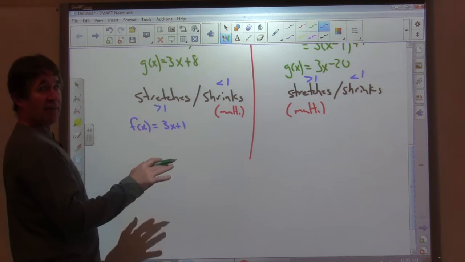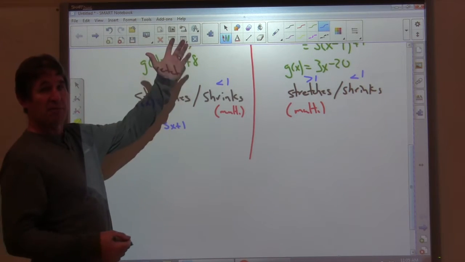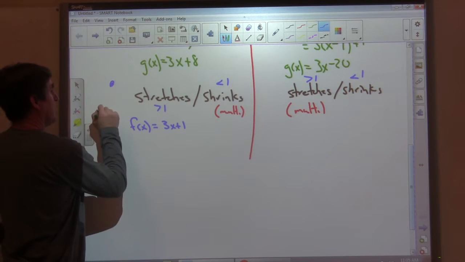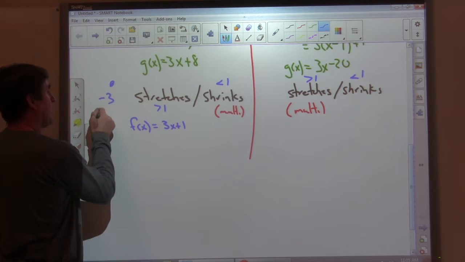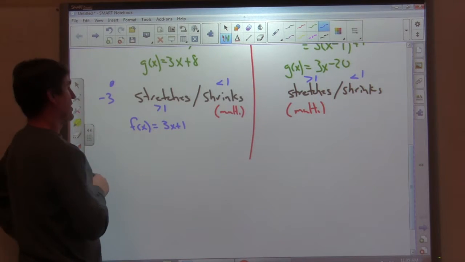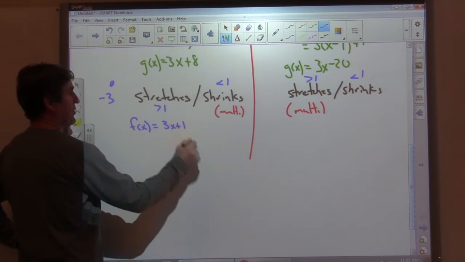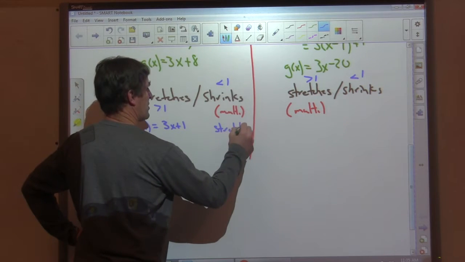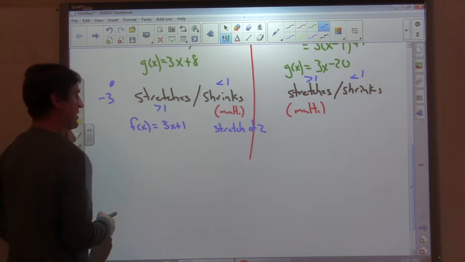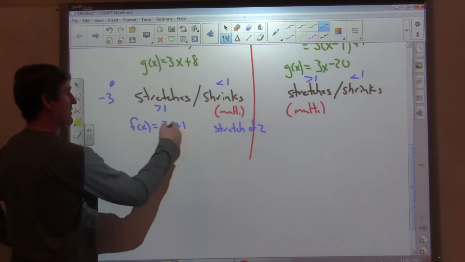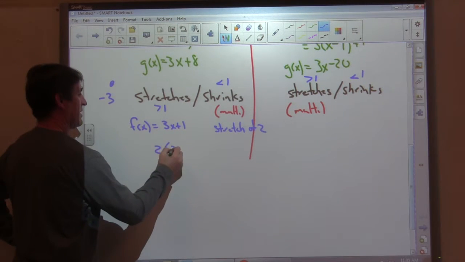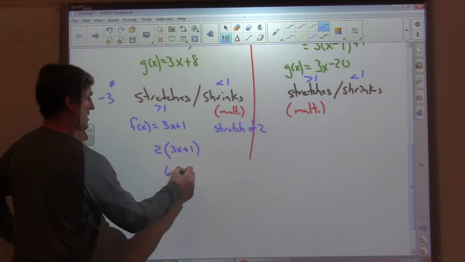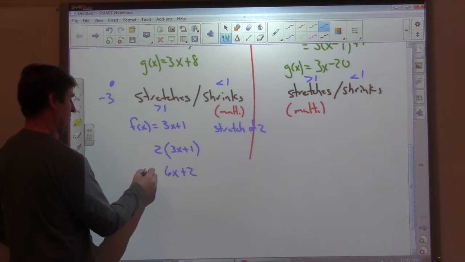Now we don't worry about the negative signs because remember the negative sign is the reflection. So if it had a negative 3 in front, that's a reflection and that's a vertical stretch of 3. So anyway, as we go to do this, let's do a stretch of 2, a vertical stretch of 2. Again, remember, vertical always affects the whole thing. So I take the whole thing and I multiply it by 2. And so that would be 6x plus 2 as our new function.